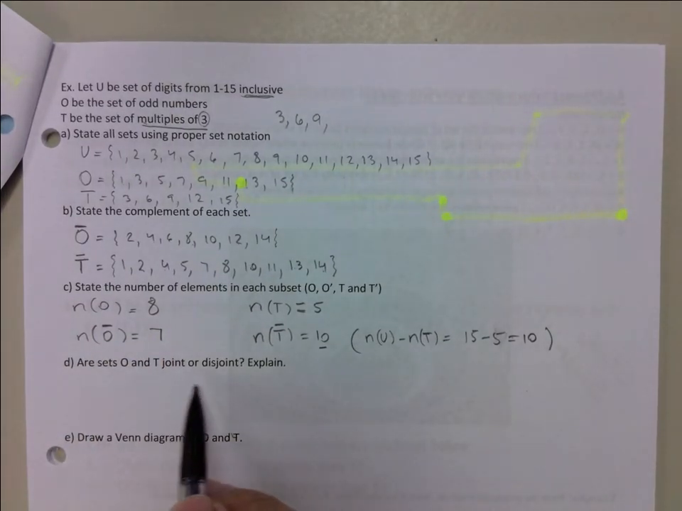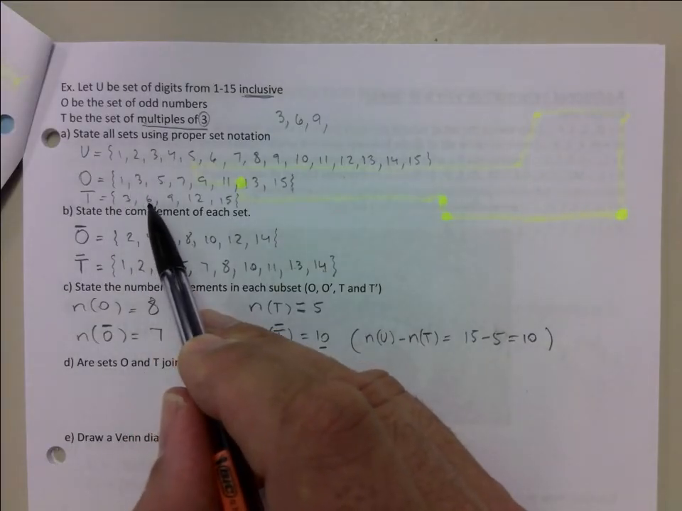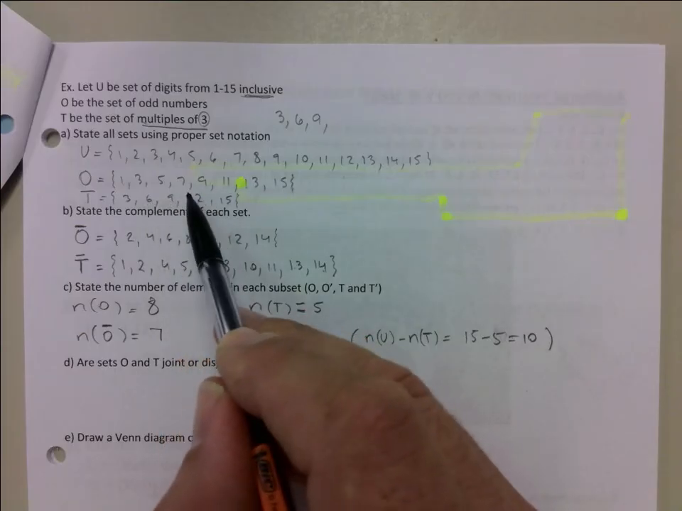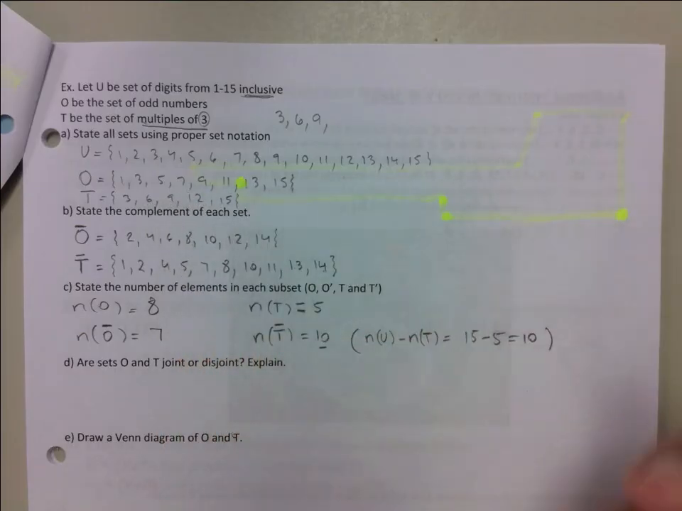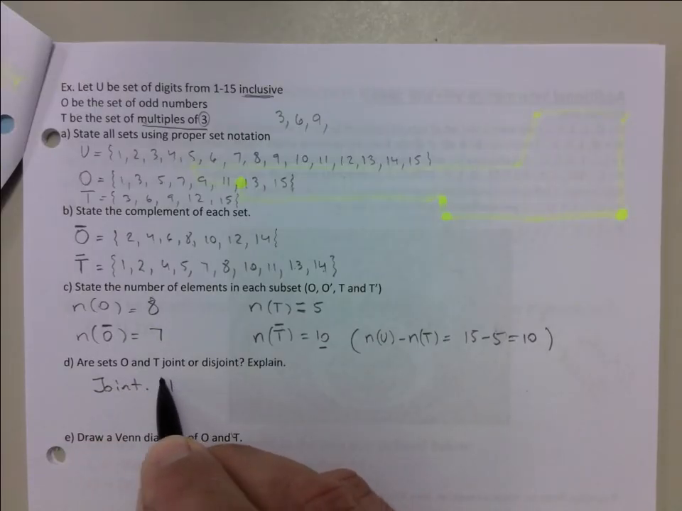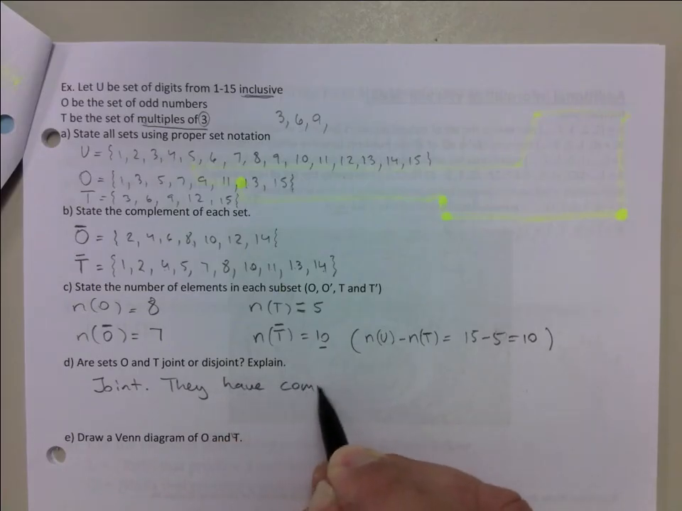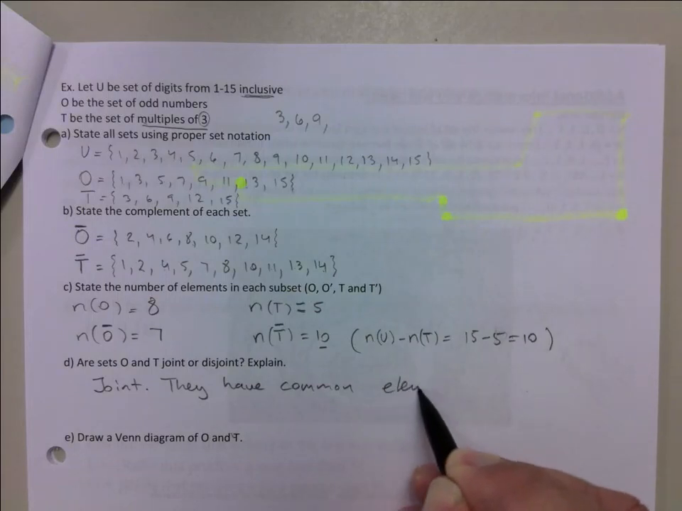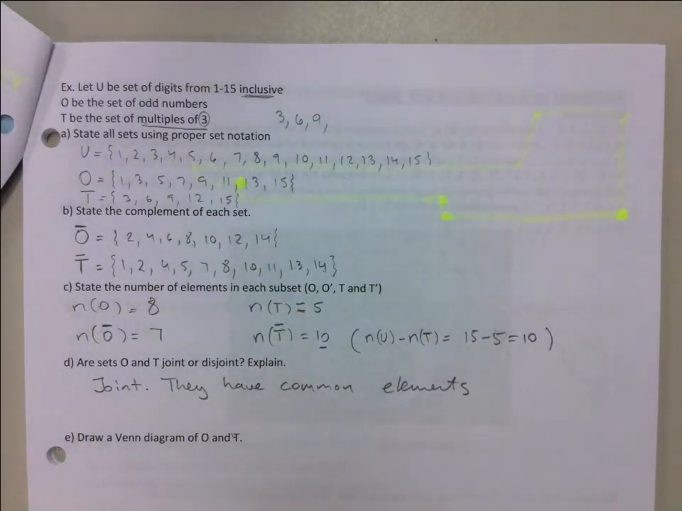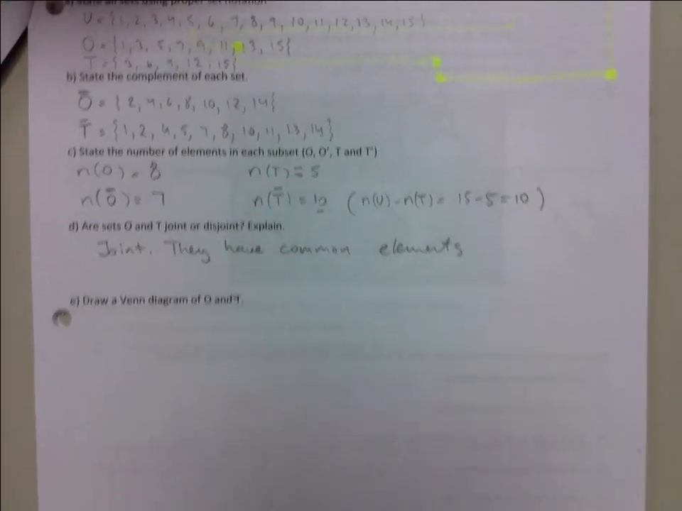Are O and T joint or disjoint? They're joint, right? I've got 3, I've got 9, and I've got 15 that are their joint, they have common elements. Are all the sets always going to be joint, Mr. Dirksen? Nope. You check, right?